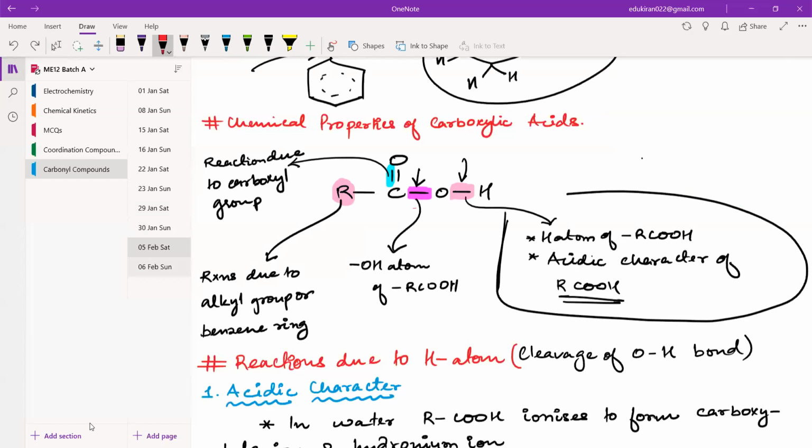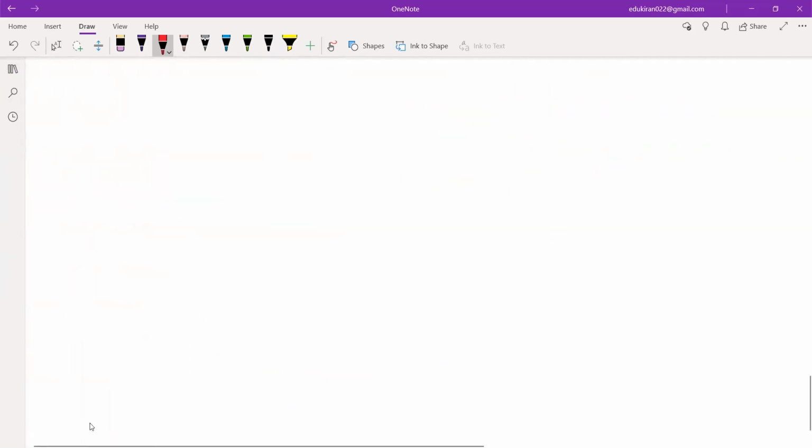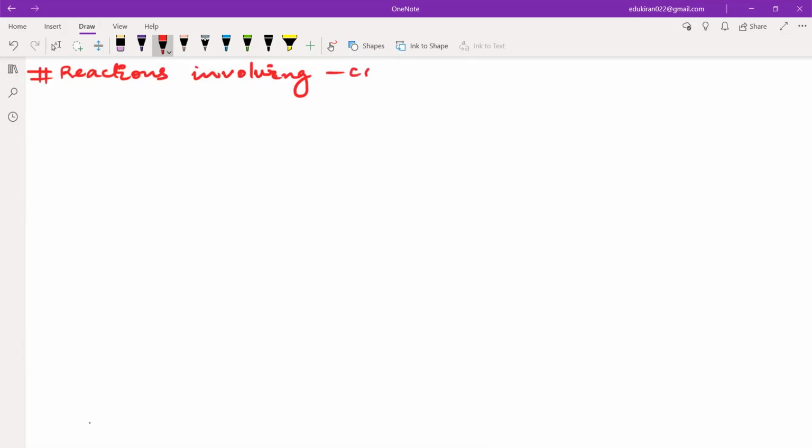Next class of reaction is reactions involving the COOH group. So there are only two reactions that you have to learn in the reactions involving the COOH group. The first is the decarboxylation reaction. So please write decarboxylation reaction, and it is one of the methods of preparation of alkanes.